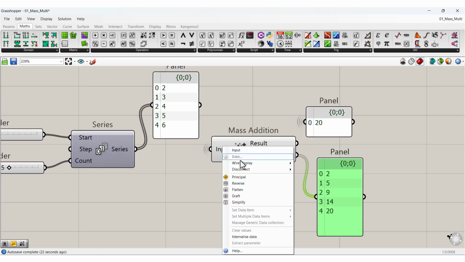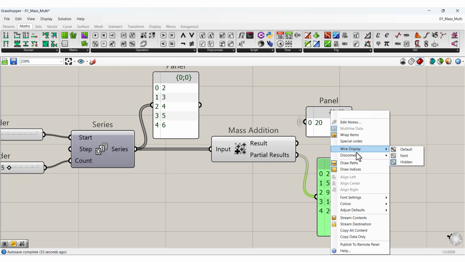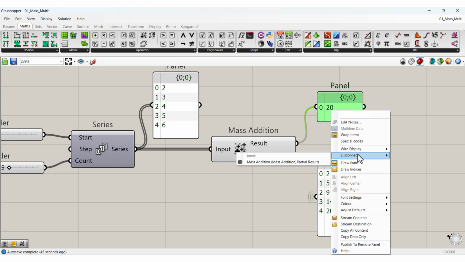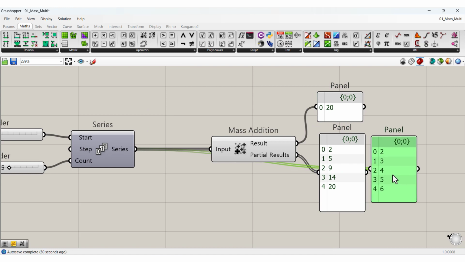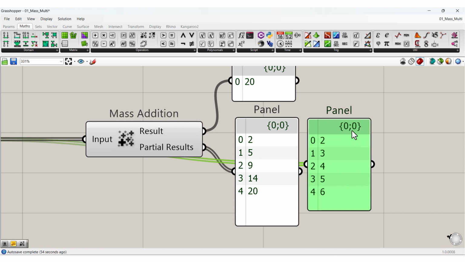So we connect, and let me set the cable to default. We connect all these numbers to the mass addition, and if you add up all those numbers, 2 plus 3 plus 4 plus 5 plus 6, you're going to get 20. But the most interesting part is this one. And in order to understand what is going on, it's quite simple.